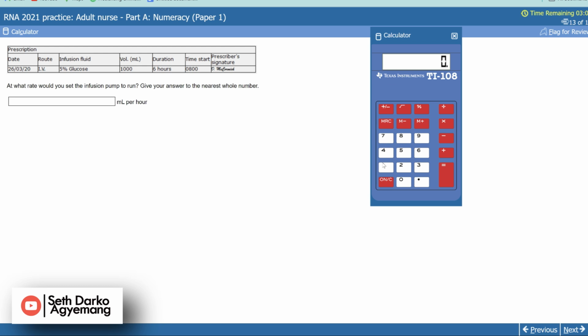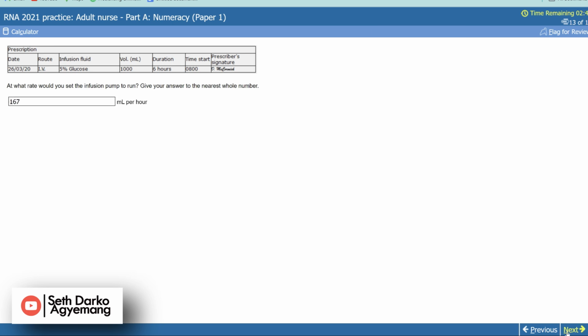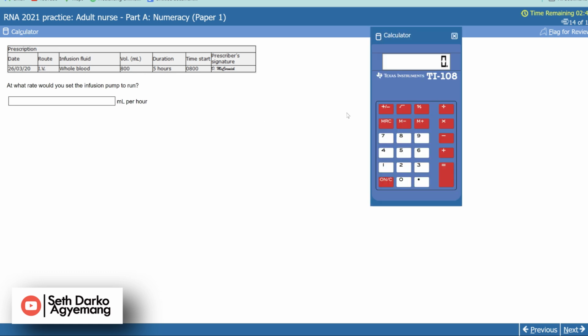So we've got 3 minutes more. 1000 divided by 6. So you have 1.66. Give your answer to the nearest whole number. So 167. Then let's move on. It says, at what rate would you set this? 800. So you can see that this is much more of an infusion rate. 800 divided by 5. 160. So let's pop that on there.